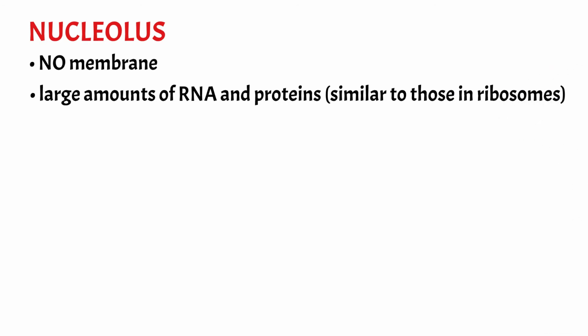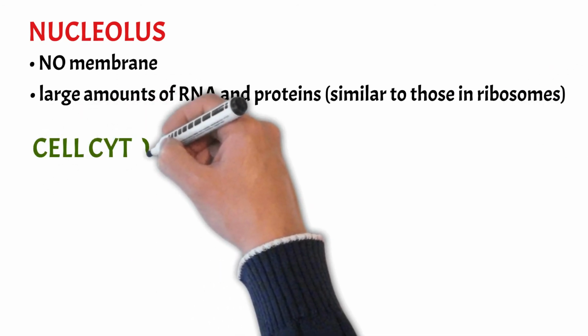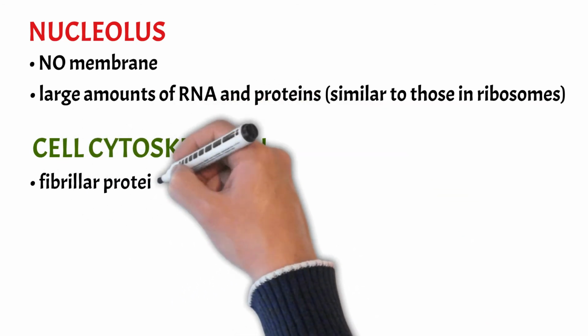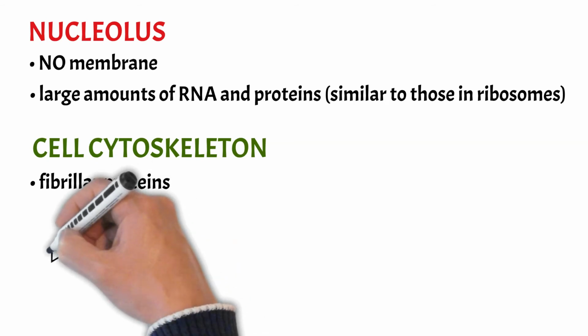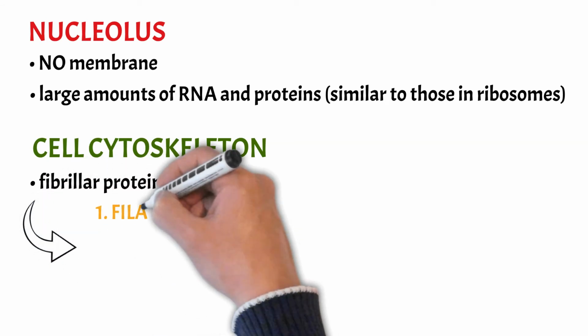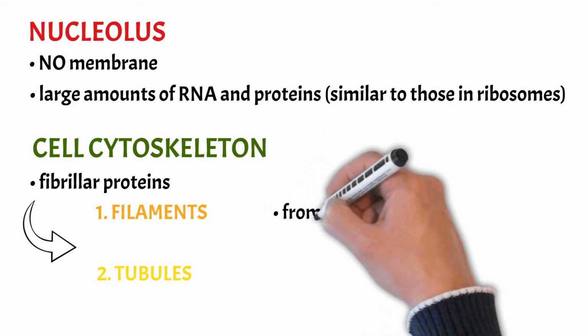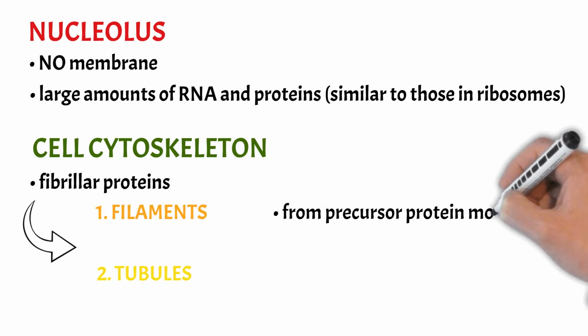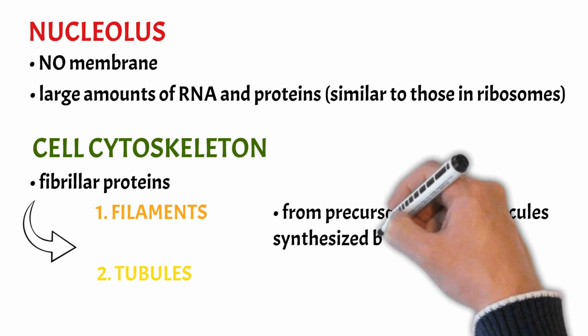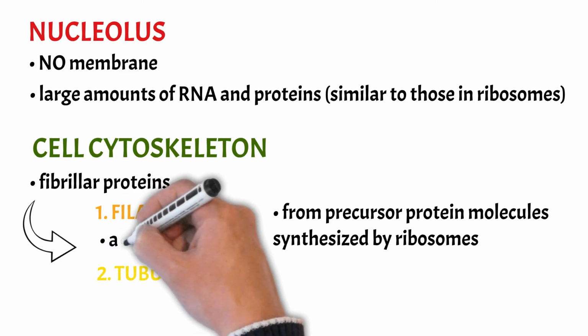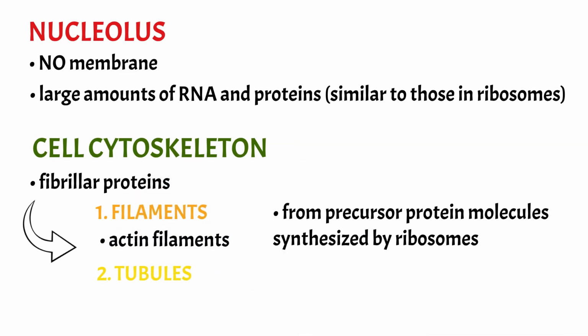The last thing we'll talk about is the cell cytoskeleton. First, we need to mention fibrillar proteins. Fibrillar proteins in the cell are usually organized into filaments and tubules. Filaments come from precursor protein molecules that are synthesized by ribosomes. When they polymerize, they form filaments. For example, you probably know actin filaments that form the basis for muscle contraction.